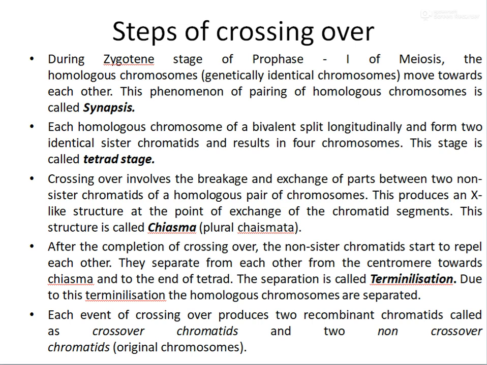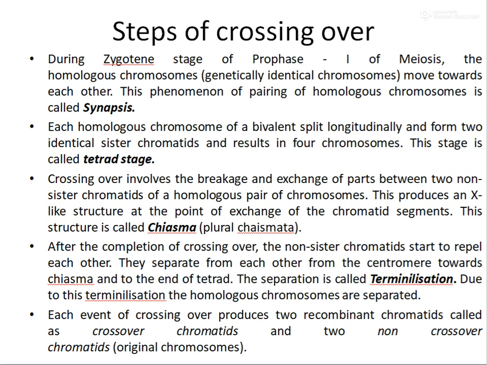And crossing over involves the breakage and exchange of parts between two non-sister chromatids of the homologous pair of chromosomes. In this process, an X-like structure at the point of exchange of chromatid segments, or the point where the crossover happens, is referred to as the chiasma.